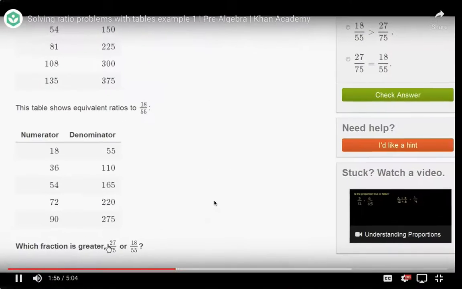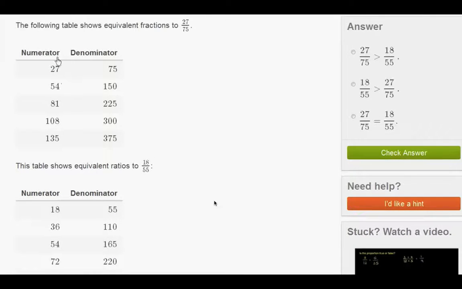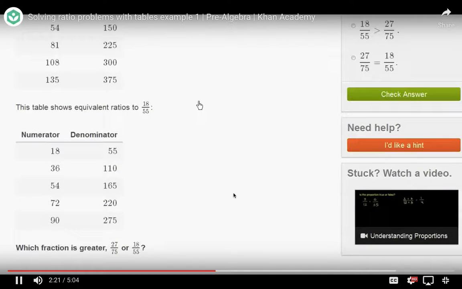Which is greater, 27/75ths or 18/55ths? What we want to do, because you look at these two and their denominators are different, is ask how do I compare them? The best way I can think of is to look for an equivalent fraction where either the numerators or the denominators are going to be the same.